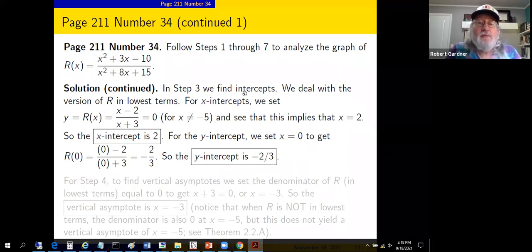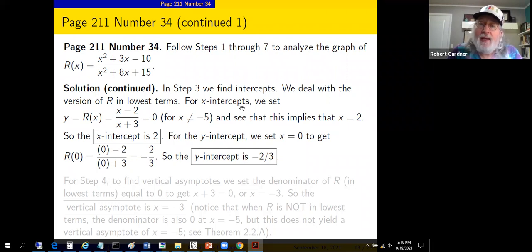let's find intercepts. We'll deal with R in lowest terms. It'll be simpler. Remember, that comes with this disclaimer of a sort that x is not -5. But we'll get R of x then as x minus 2 over x plus 3. If we're looking for x-intercepts, we'll set that equal to 0 with this in the back of our mind. Maybe back of our mind's not a good place, but we write it explicitly right there. The only way the quotient can be 0 is if the numerator is 0. So this implies x equals 2.